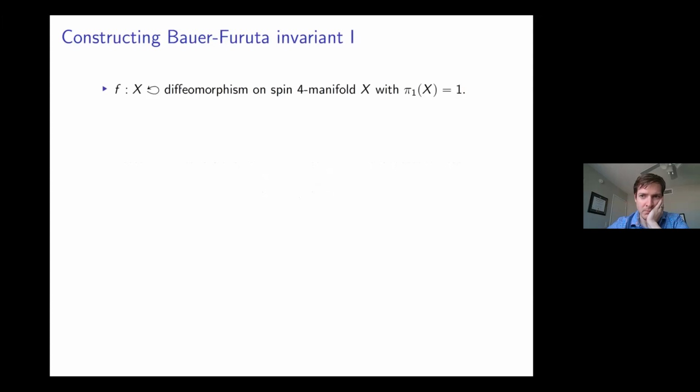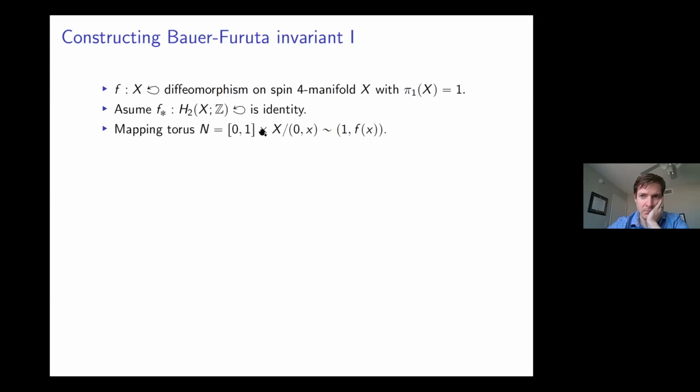We start with a general diffeomorphism on a spin 4-manifold X. Forgive me for the abuse of notation. Now X is just some spin 4-manifold. We assume π₁(X) is trivial, so X is simply connected, and F is a diffeomorphism. We also assume that F is the identity on the second homology. Then just like before, we can form a mapping torus. This is a 5-dimensional manifold, and we treat it as a 4-dimensional bundle over S¹. Namely, we have this bundle structure, where the base is S¹ and the fiber is X.